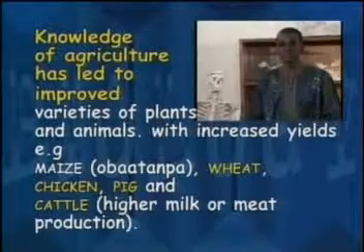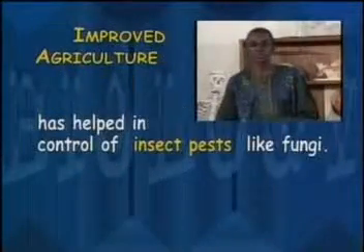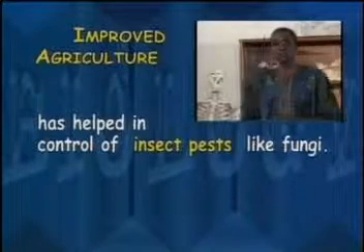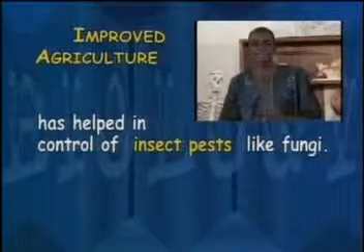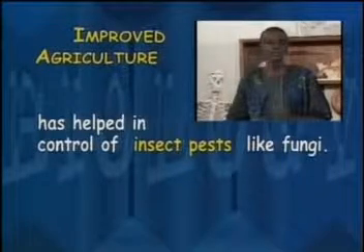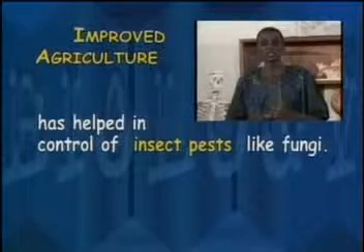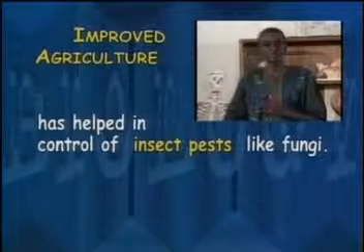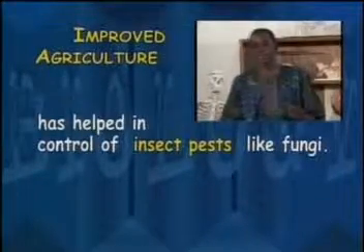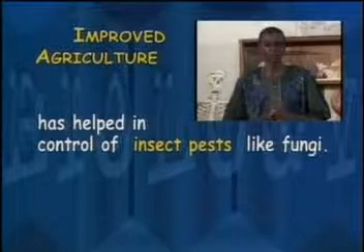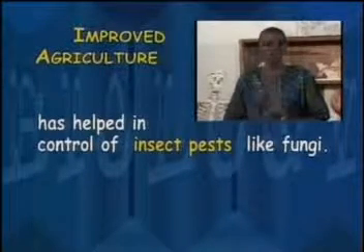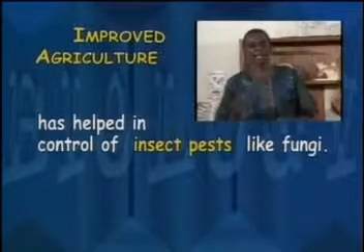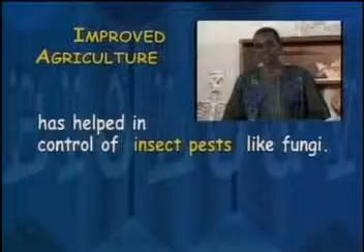Again, agric has controlled insect pests, fungi, and cause and prevent diseases, and also reduce yield in plants. So knowledge of agric has brought about control of insect pests, fungi. Fungi normally brings about rot, decomposition in a system. So knowledge has made it possible for us to keep fungi away from our plant or animal products.